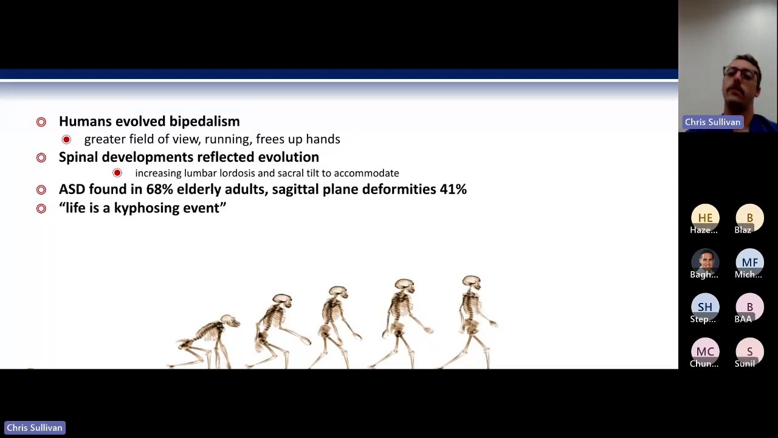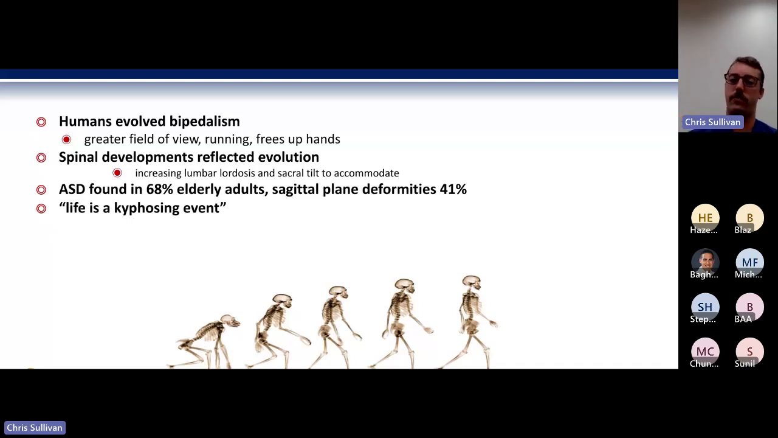But as humans evolved, they progressively developed more and more sacral slope and pelvic tilt to allow for bipedalism, which was a significant advantage, giving humans a greater field of view for running and freeing up the extremities for use. So the spine accommodated that bipedalism by becoming more and more upright. But it does have some evolutionary consequences.